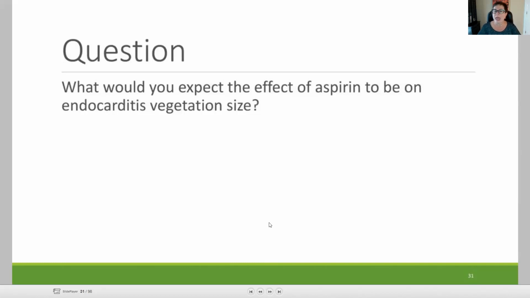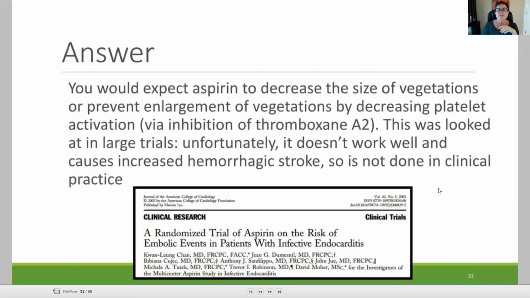What would you expect the effect of aspirin to be on endocarditis vegetation size? So we know that we give aspirin as an antiplatelet medication. It decreases the release of thromboxane A2 and diminishes platelet aggregation. So the answer is we would expect that aspirin decreases the size of vegetations or prevents enlargement of them by decreasing platelet activation. But this was looked at in a large clinical trial, and unfortunately, it doesn't work well. And it causes an increased potential for a hemorrhagic stroke. So clinically, we do not incorporate that into our practice. And this was a large randomized trial published a number of years ago now, 2003, but certainly still relevant today.